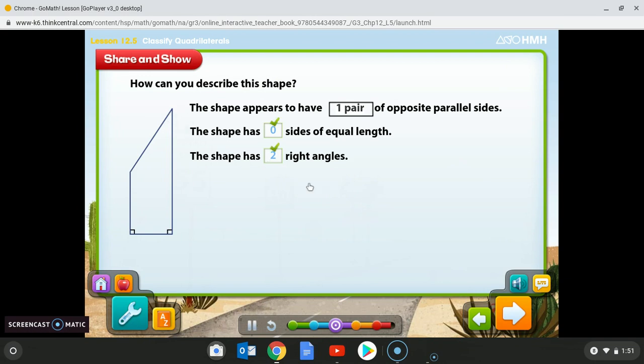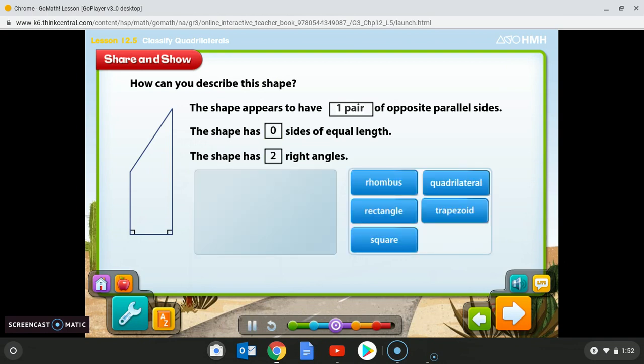So now that I know that this shape has 1 pair of parallel sides, it has no sides that are the equal length, and there's only 2 right angles, what can I call this shape? First thing, because I know I have 1, 2, 3, 4 sides, that means that this shape is automatically a quadrilateral. But the question is, friends, can I call this another shape?